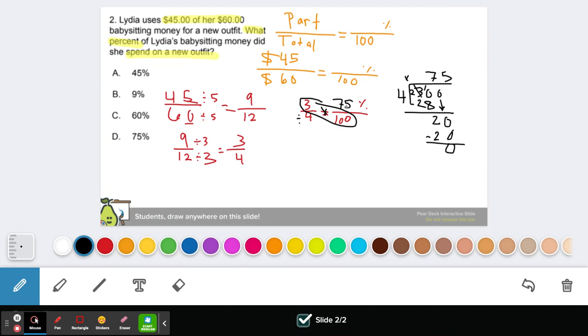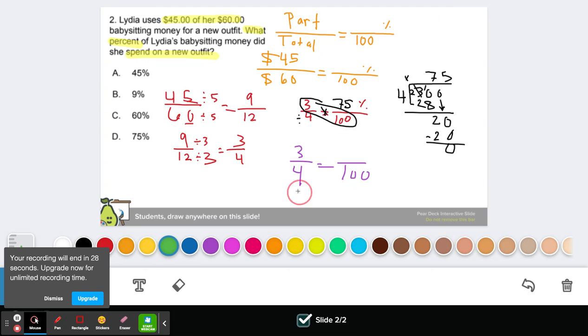Another way you could have thought about it, with my 3/4, I'm going to show you the other way. You could have looked for a pattern. That means 4 times what should give me 100. 4 quarters give me $1, and 1 quarter is 25 cents, so times 25. So if I multiply up there by 25, I have to multiply this 3 by 25. 3 quarters give me 75 cents, so this is 75%. So these are the two ways you could think about solving this problem.